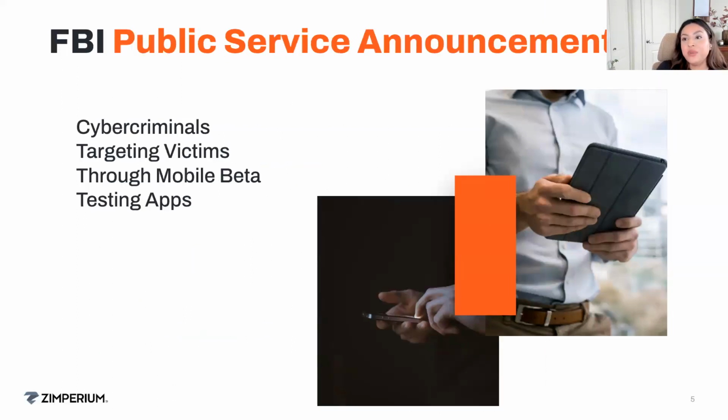So in August, the FBI posted an announcement warning that cybercriminals are embedding malicious code in mobile testing applications to defraud potential victims. Now, the victims were typically contacted on dating sites and social media, and in some cases, they are promised incentives such as large financial payouts.